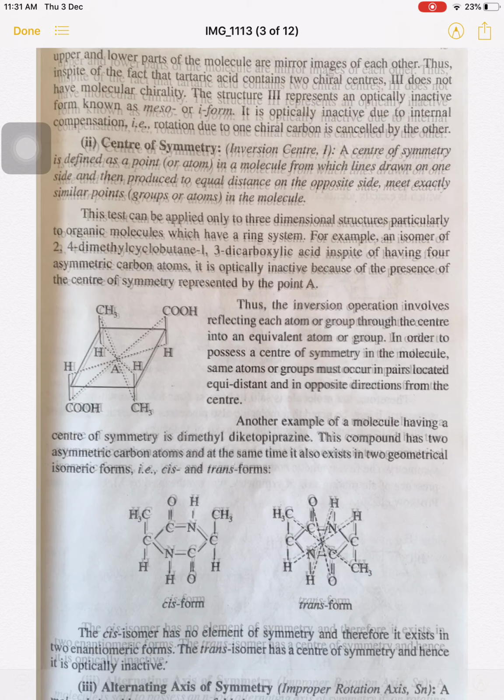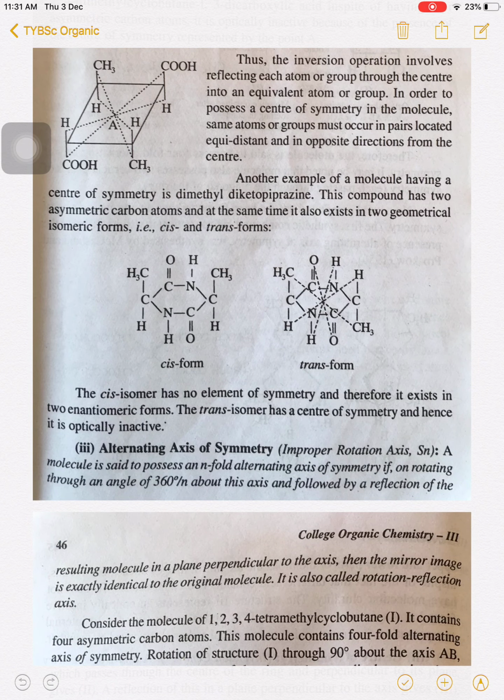The next element of symmetry is the alternating axis of symmetry. Now see here, a molecule is said to possess an n-fold alternating axis of symmetry if on rotating the molecule by 360 by n, so if I rotate the molecule by 40, 50, 60 or whatever, 360 by n about the axis, and after rotating the molecule is reflected, and the reflected molecule is similar to the original molecule, then that molecule possesses an alternating axis of symmetry.